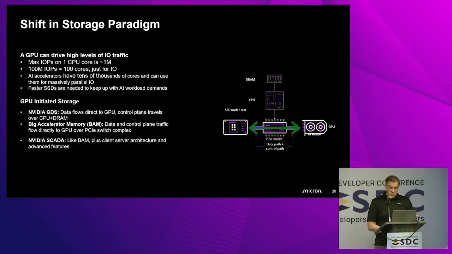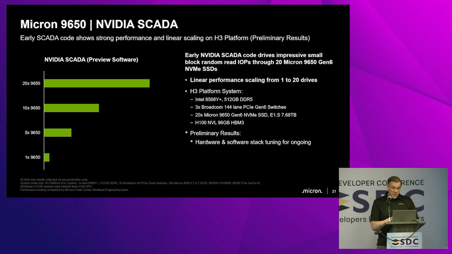But new storage is required to avoid these system bottlenecks. We have done some preliminary testing with SCADA, and with our Gen 6 drives, we actually were able to reach linear scaling from 1 to 20 devices with an H100, and this essentially maxed out the PCIe bandwidth on the Gen 6 system that we had from H3.